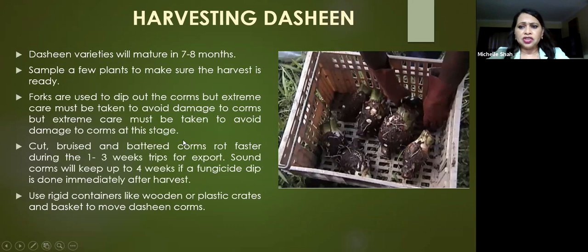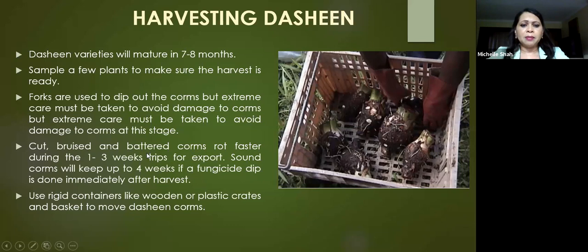Harvesting dasheen. Dasheen varieties will mature at 7 to 8 months, and sample a few plants to make sure that the harvest is ready. Forks are used to dig out the corms, but extreme care must be taken to avoid damage to corms. Extreme care is taken to prevent this damage.